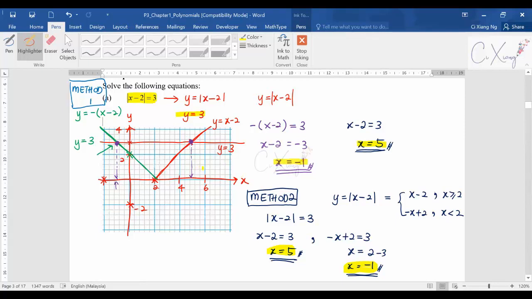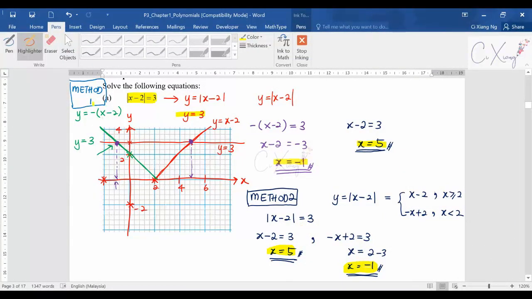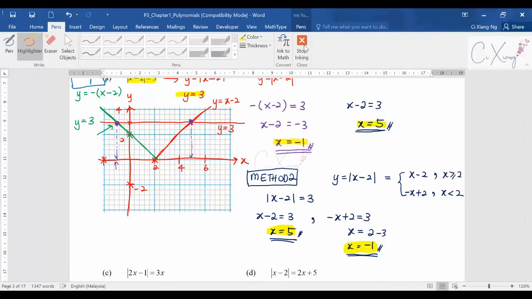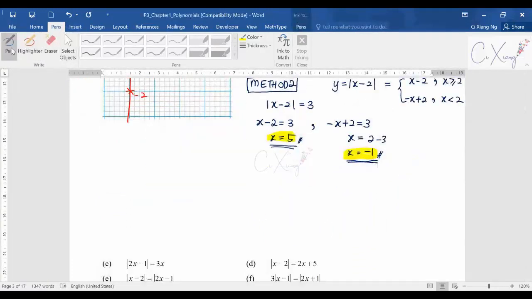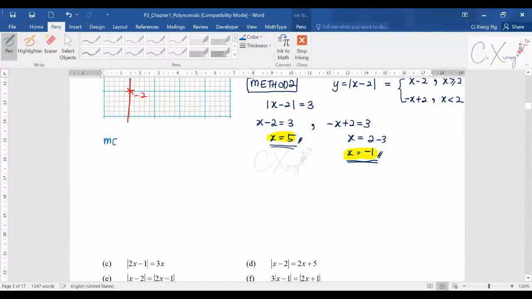Usually for beginners, I will suggest you use the graph one. If you're quite familiar with the graph, then you can use the shortcut or shorter methods, because you already understand from the graph. Alright, so we have method number 1, method number 2, and now we proceed to method number 3. Method number 3 is square both sides. How can we do it by squaring both sides? I will show you here, square both sides means something like this.